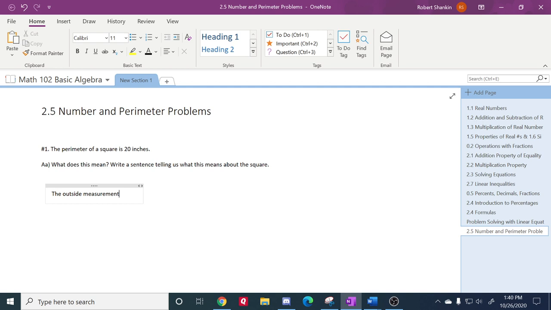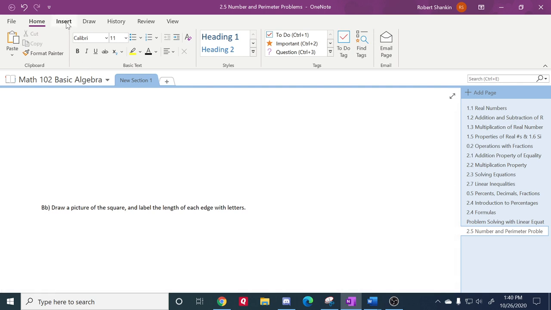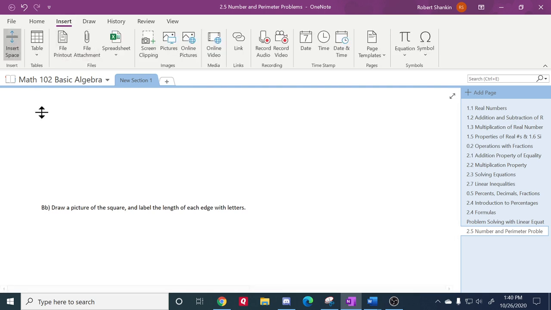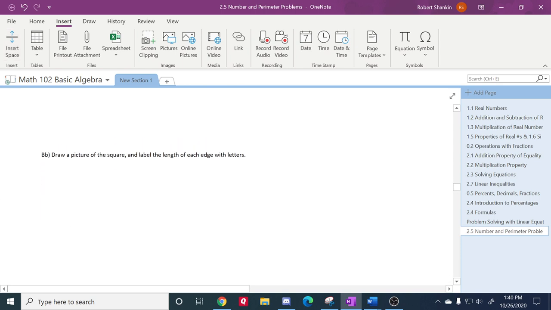All right. I like that. There's multiple ways of saying that. It's like the outside measurement. It's 20 inches. And draw a picture of the square, and label the length of each edge with letters. Like the letter X, but if you don't like X, you don't have to use X, whatever you want. Do that.